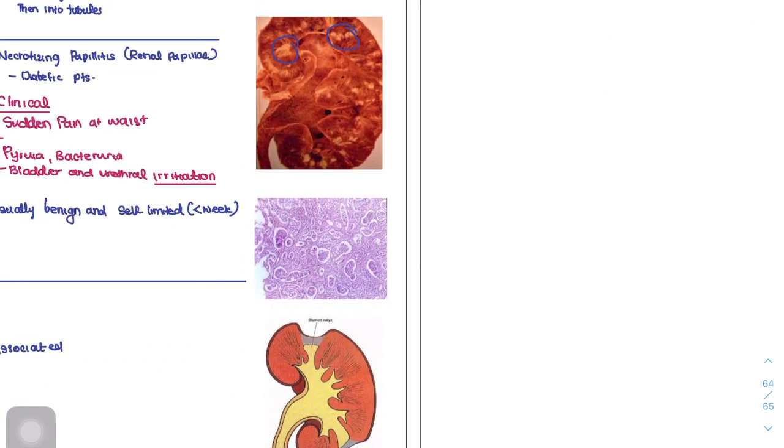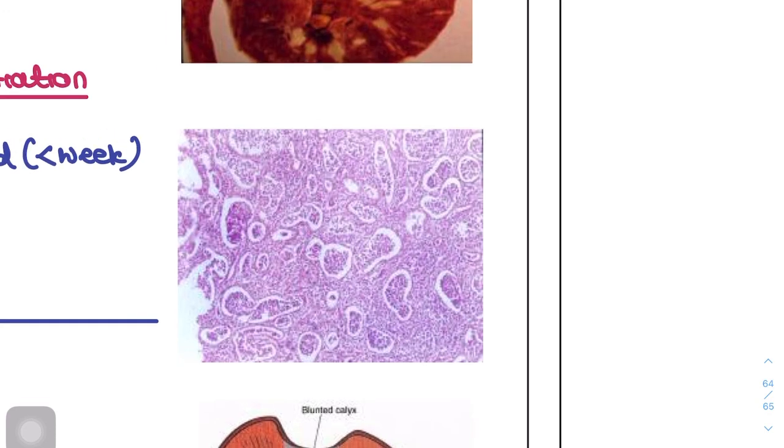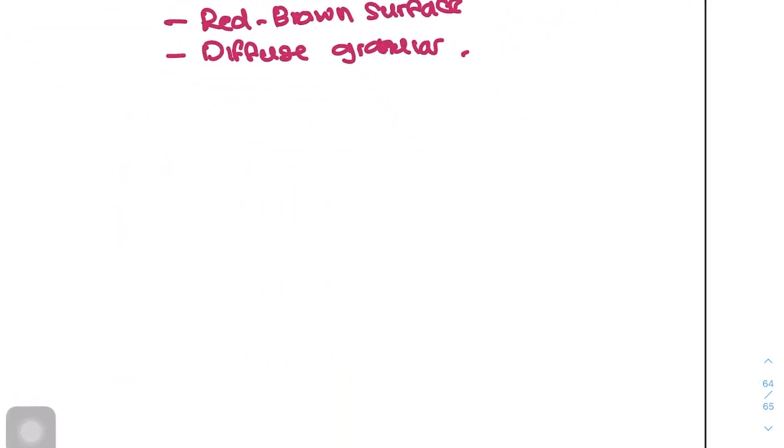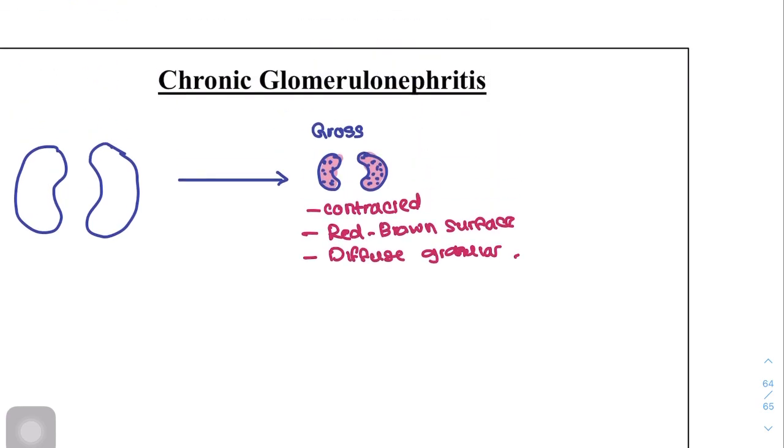I forgot to mention about this image, but basically you can see the neutrophils, the white blood cells, the inflammatory changes that have occurred. It's all purple color, blue color. So back to this. This is the gross appearance. Next we have the microscopic appearance.